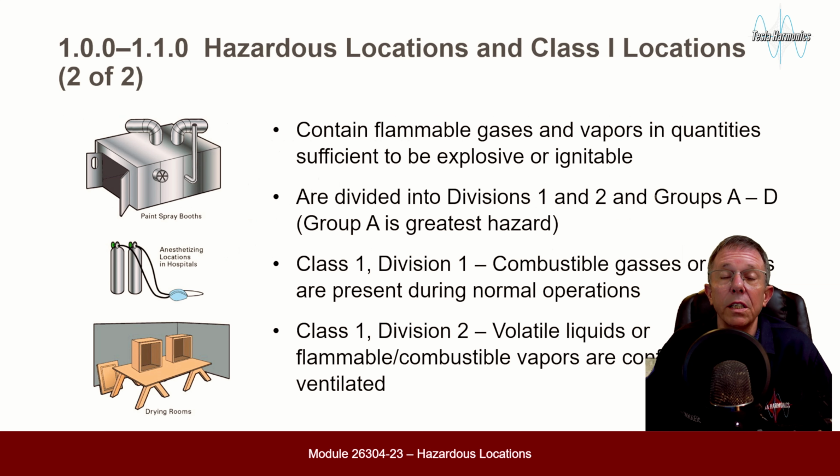Class 1 locations contain flammable gases and vapors in quantities sufficient to be explosive or ignitable, and are divided into Divisions 1 and 2 in Groups A through D, with Group A being the greatest hazard. Class 1 Division 1: combustible gases or vapors are present during normal operations. Class 1 Division 2: volatile liquids or flammable combustible vapors are confined and/or ventilated.